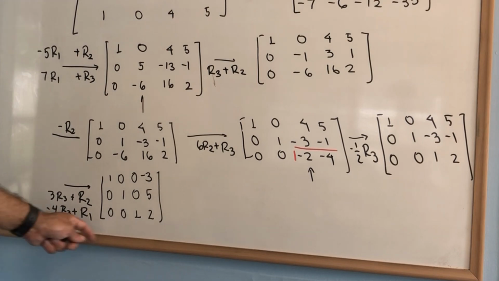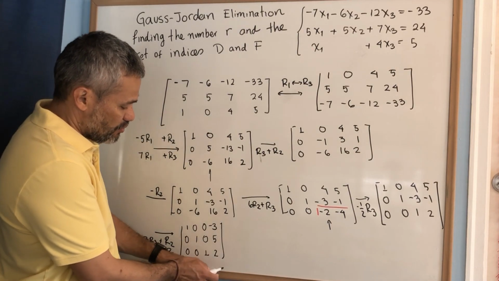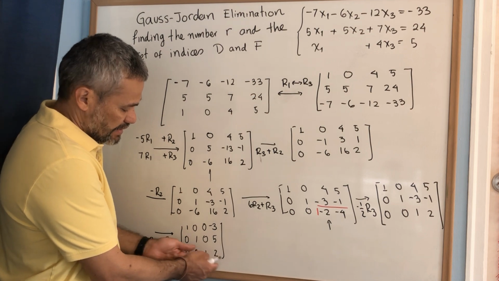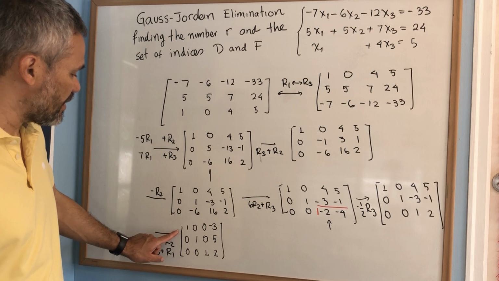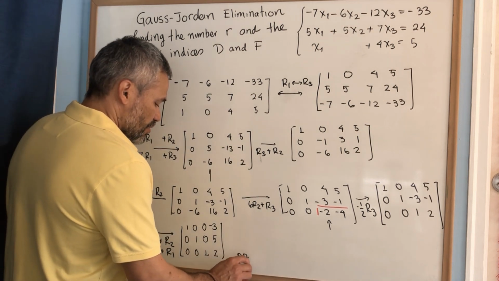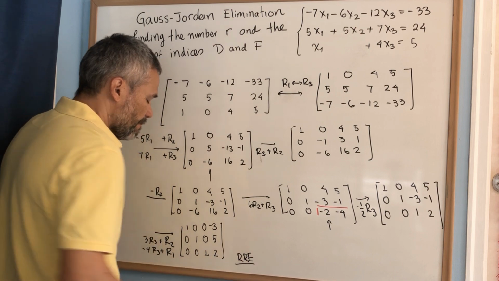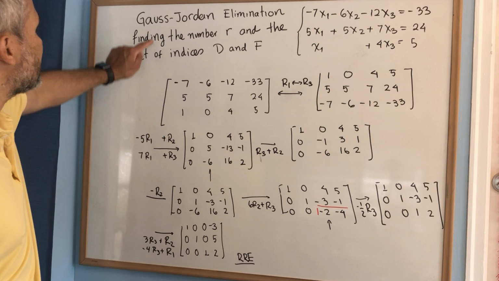Okay, and now when you move to the next column and you move down 1 row, this is it. There are no more things to do. This is already in row reduced echelon form. Okay. Now that we have the row reduced echelon form, let's find the number R.